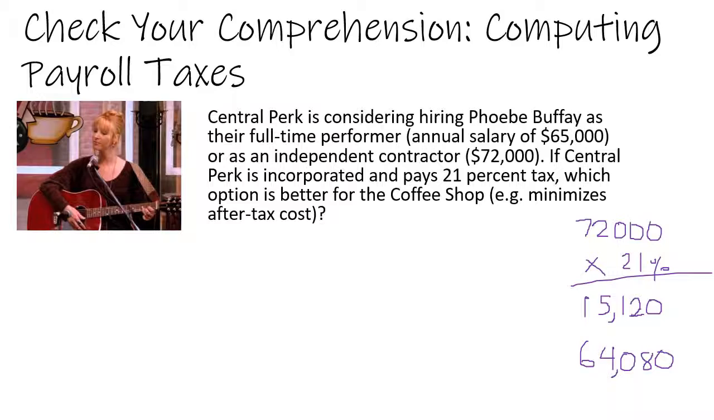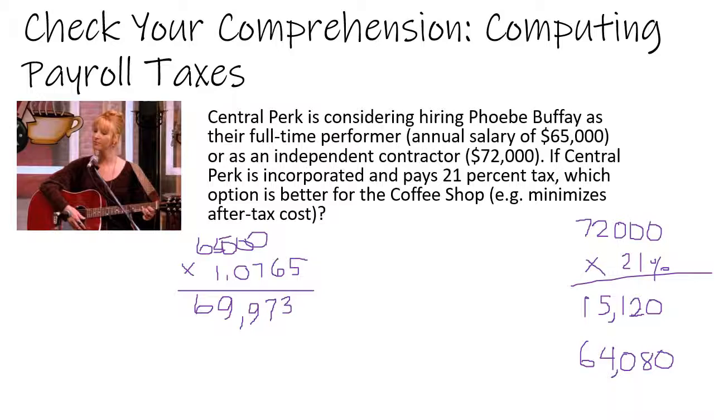So now let's look at if Central Perk were to hire her as a full-time employee. Her salary is $65,000. And they have to pay half of the payroll tax, which means that her line item deduction is $69,973.